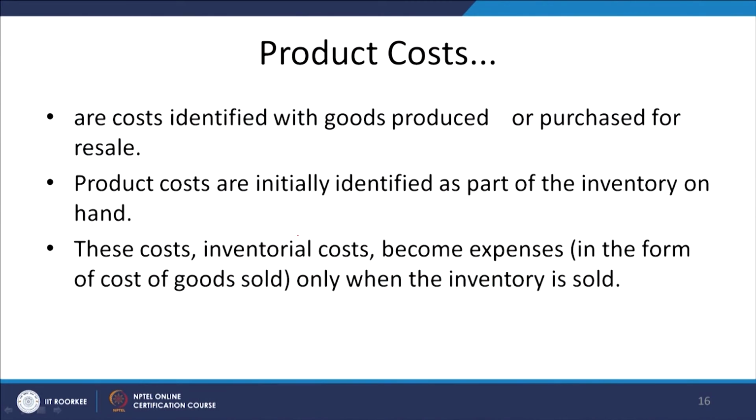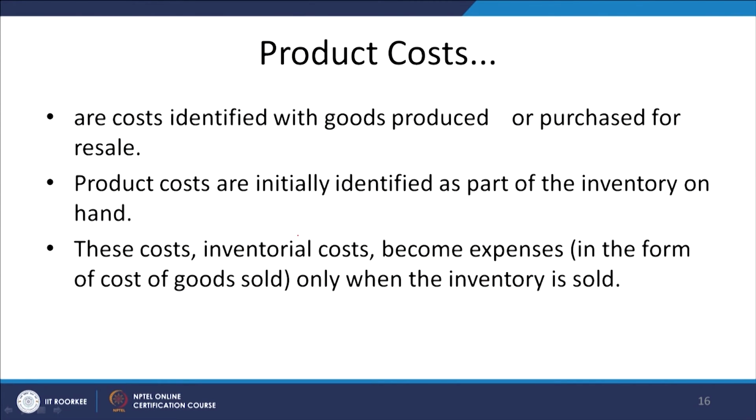And there comes the problem, and we need the ABC, activity based costing system, which removes the limitation of the absorption costing system and helps us to allocate the fixed cost in a proper manner. Then we talk about the product costs, or the costs identified with the goods produced or purchased for resale.